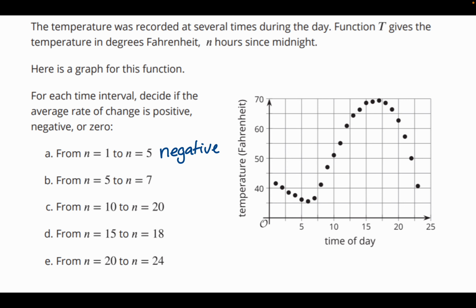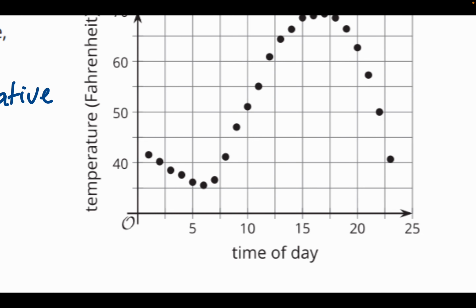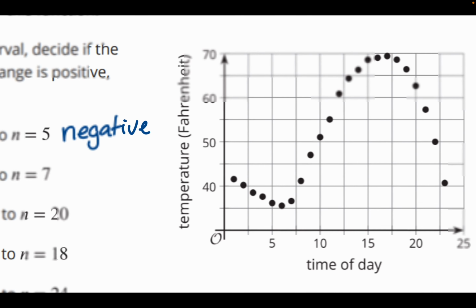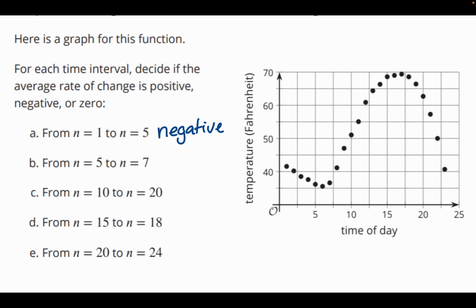So from 5 to 7, this is where things get a little tricky. 5 is here, and 7 is here. Now, these look like they could be pretty even, but I'm going to say that this dot at 7 is actually above the other one. So overall, it's a very slight increase, but I'm still going to say that it's positive. So we'll say this is positive.